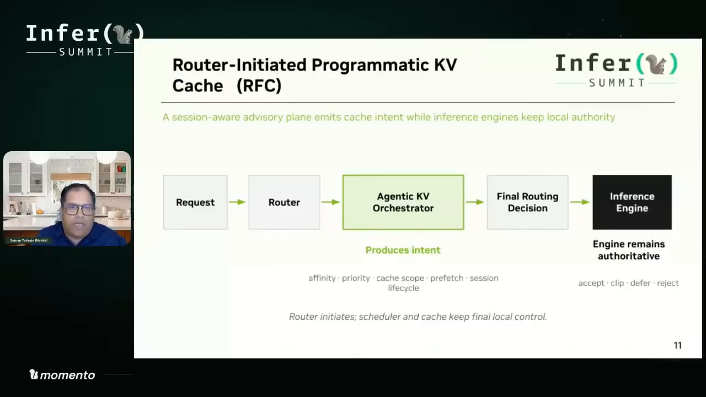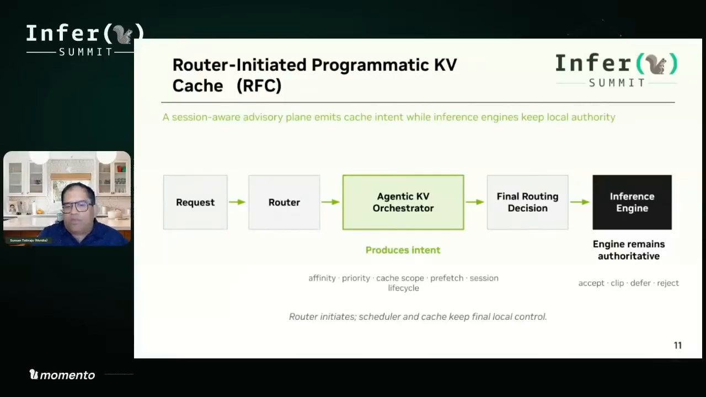So the team is currently working on APIs that we can use to give this agentic KV intent to the inference engines, so that inference engines can now make authoritative calls, or they may say, okay, this is just a hint, we may ignore it. But at least we want to showcase what is the improvement that we can get through this path.